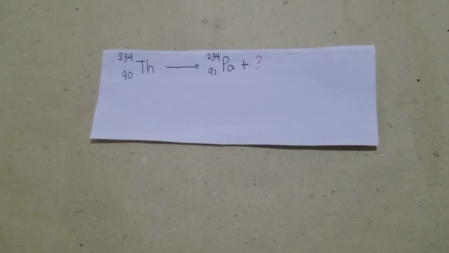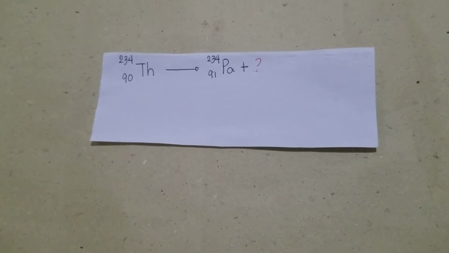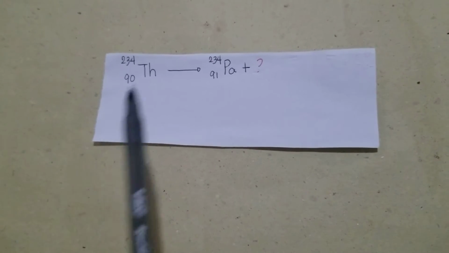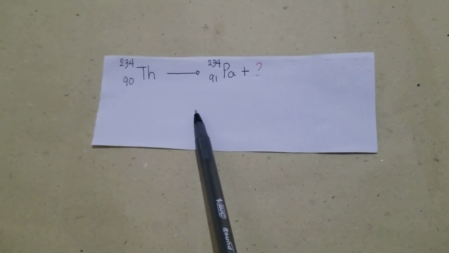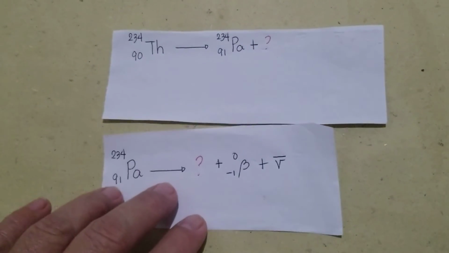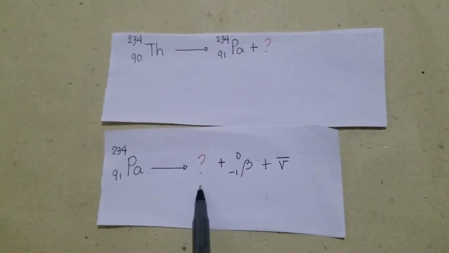Now, let us complete the equation for each of the following beta decays. Example number 1 and example number 2.